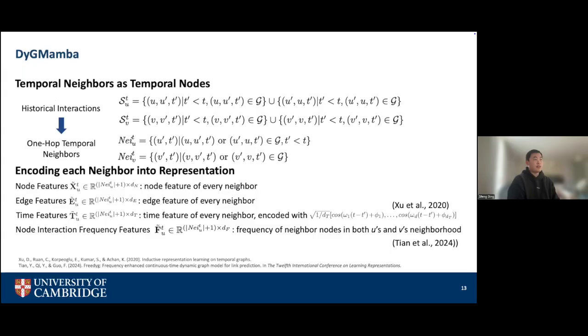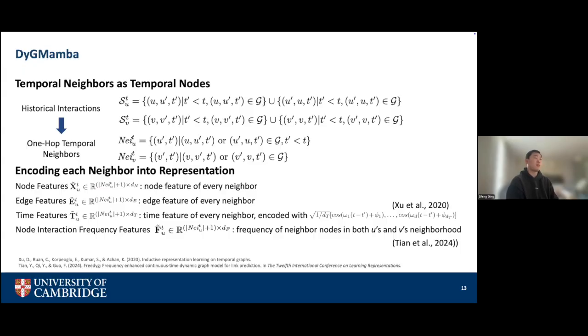So first, let's see how we encode the temporal neighbors. We will treat the temporal neighbors as temporal nodes. For example, here, these (S, U, t) and (S, V, t) are the previous historical interactions. And we transform them into one-hop temporal neighbors by denoting them with these Nei(U, t) and Nei(V, t).